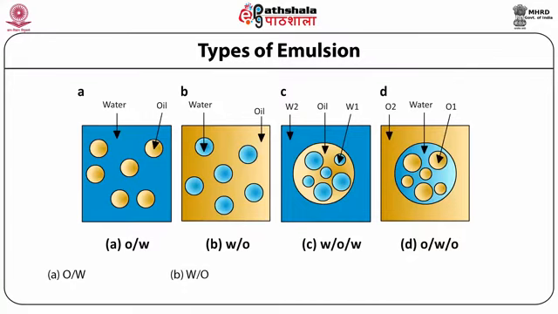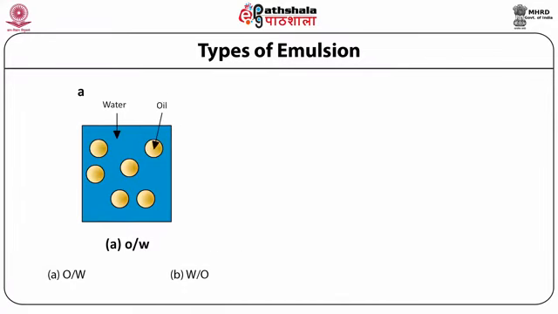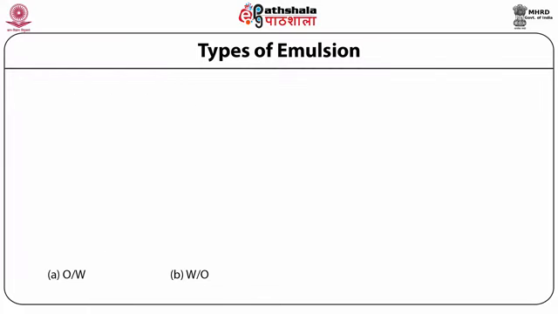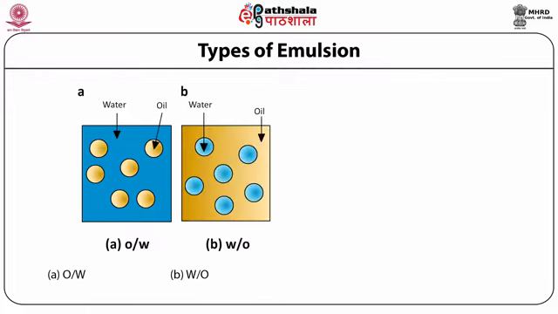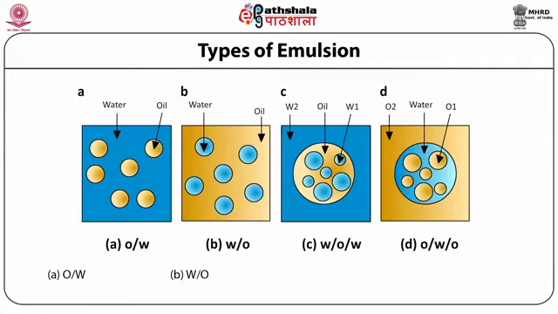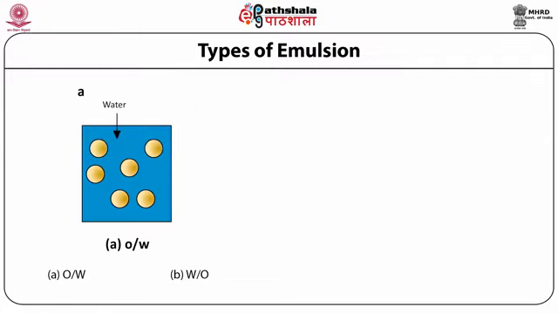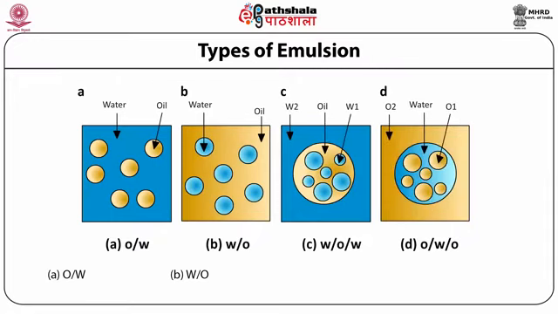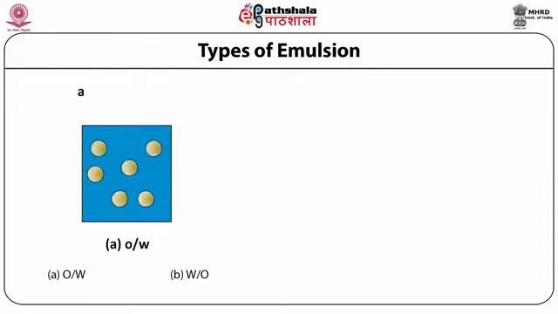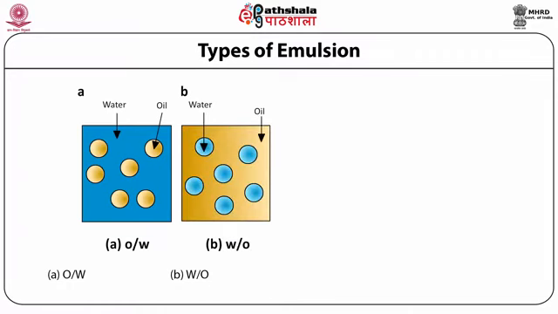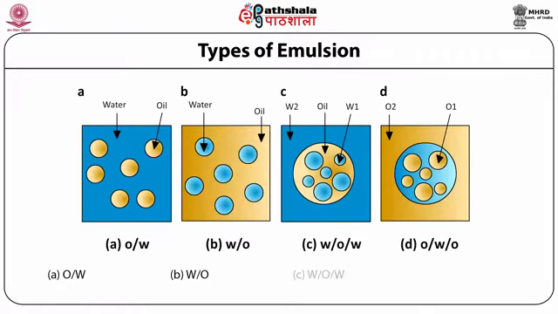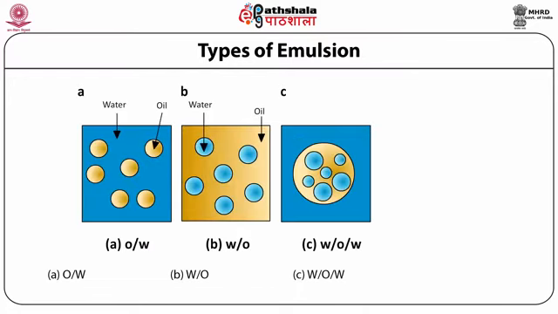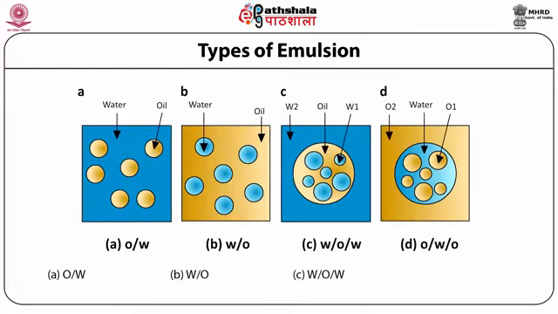B is a water in oil emulsion, in which the water droplets are dispersed in the oil dispersion medium, and in this system we are using a surface active agent having a low HLB value. The surface active agent arranges itself so that its non-polar portion is outside and polar portions are inside the water droplet.